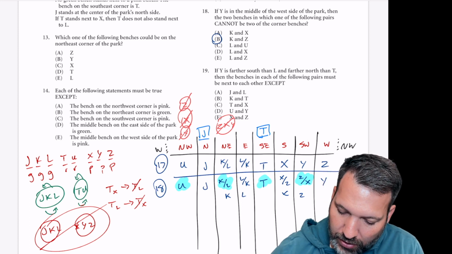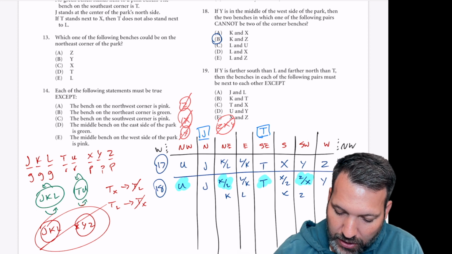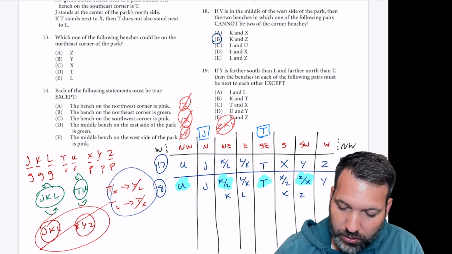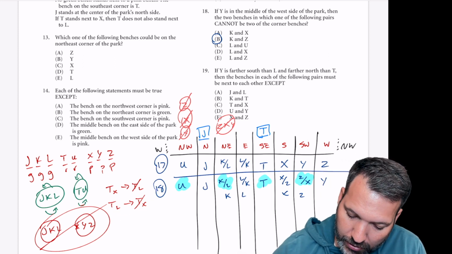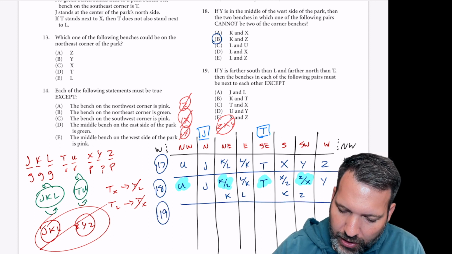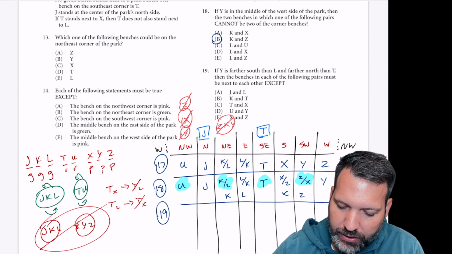Again, because if we want Z to be on the corner, that means X would have to be next to T instead. But if K is also on the corner, then L has to be next to T, and L and X cannot both be next to T at the same time. Okay, 19, still moving along. If Y is farther south than L, and farther north than T, then the benches in each of the following pairs must be next to each other except.